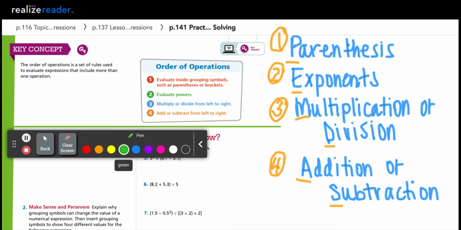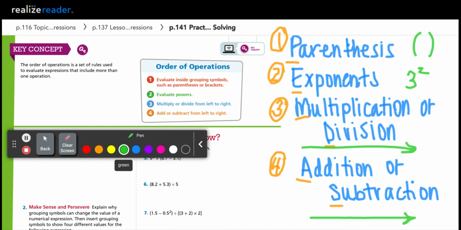First step, parentheses, which is parentheses or brackets. Second step, exponents. Third step, multiplication or division from left to right. Left to right. Fourth step, addition or subtraction from left to right. Left to right.